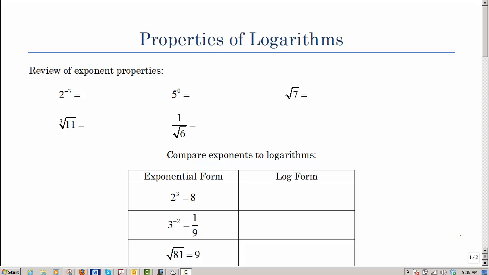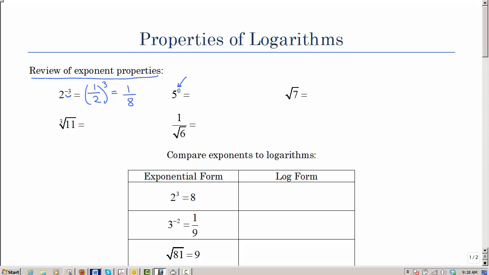In this lesson we're going to look at properties of logarithms, but before we do we really need to review our properties of exponents. So what does a negative exponent do to the base? As in, how can we change a negative exponent to a positive? Well, you take the reciprocal of the base and change the sign of the exponent. So that would become 1/8.